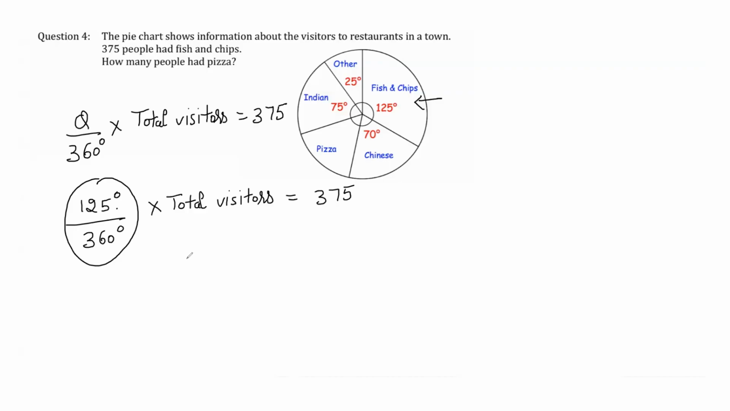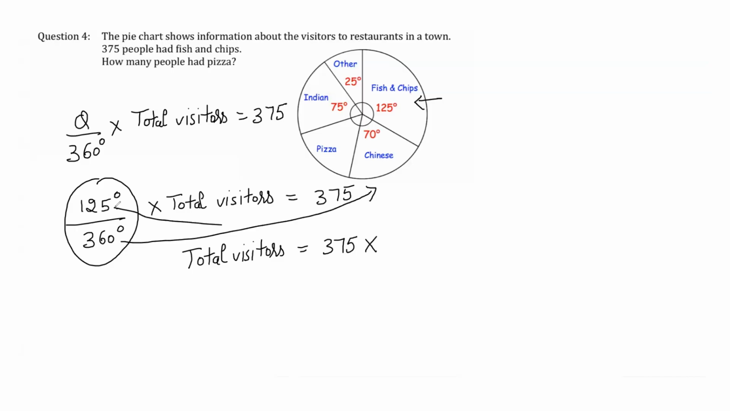So what we have to do here, we'll write down total visitors is equals to 375 into, now this 360 will go here, this 125 will come here. So 360 degree over 125 degree. Now once you solve all this, you will get it equals to 1080. So that is the total number of visitors.